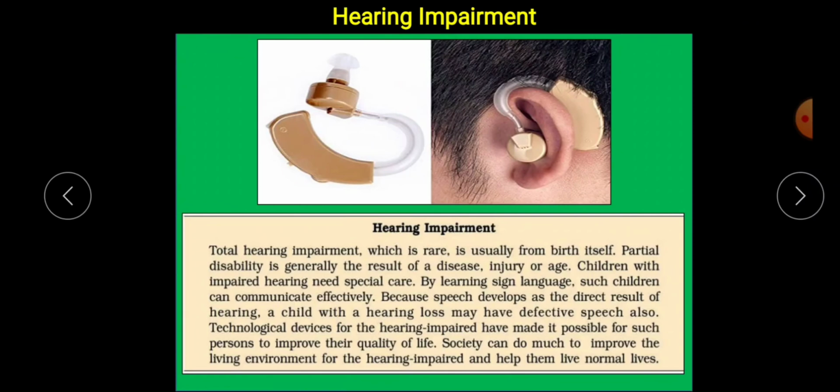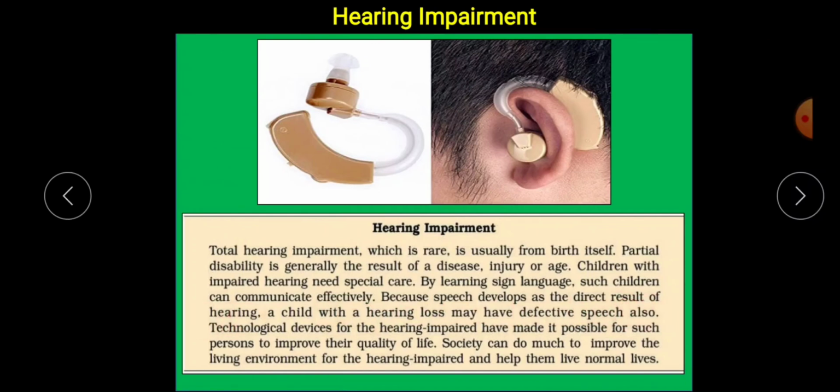Hearing impairment. Total hearing impairment, which is rare, is usually from birth itself. That means the person cannot hear at all. Partial disability is generally the result of a disease, injury, or age. Children with impaired hearing need special care. By learning sign languages, such children can communicate effectively because speech develops as the direct result of hearing.